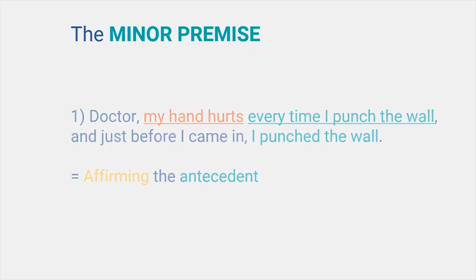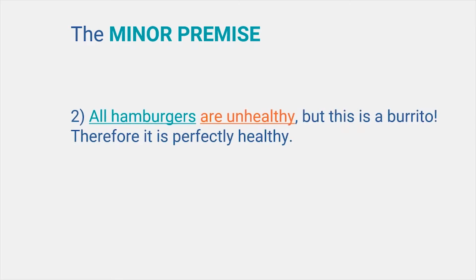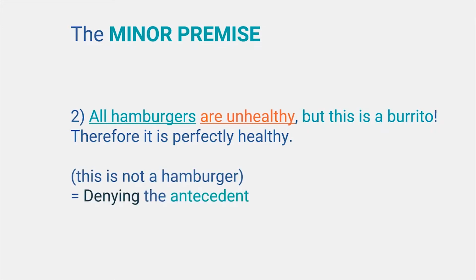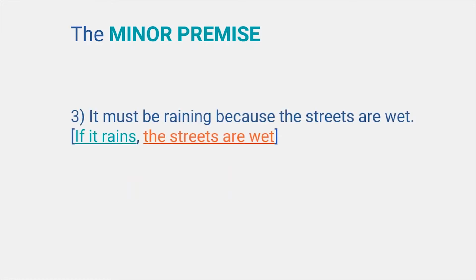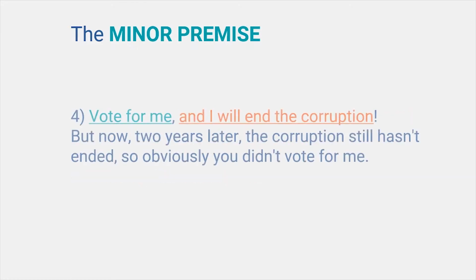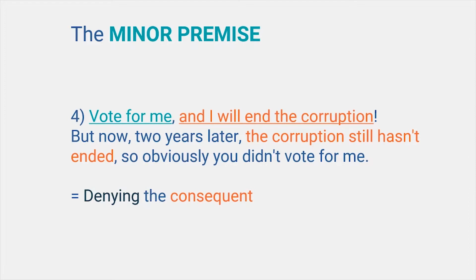Then the second example. If you want to say, but this is a burrito, you're basically saying, this is not a burger. So you deny the antecedent. Not A. Then the third example. The minor premise is, the streets are wet, which affirms the consequent. And then the final example. Here the minor premise is, the corruption did not end. This denies the consequent, or not B.